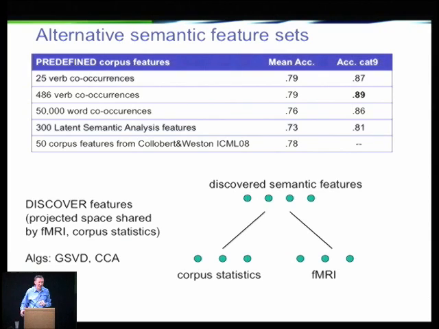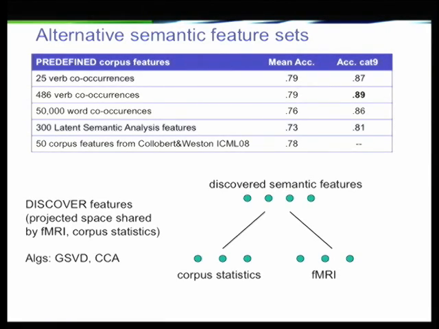It's 486 verbs that I found when I started poking around the web for lists of verbs. I'm a little embarrassed, but since then, one of my colleagues who's more principled has given me a list of verbs from a standard psycholinguistics database that are considered the primary verbs. But when you use those, you get very similar results to the 486.